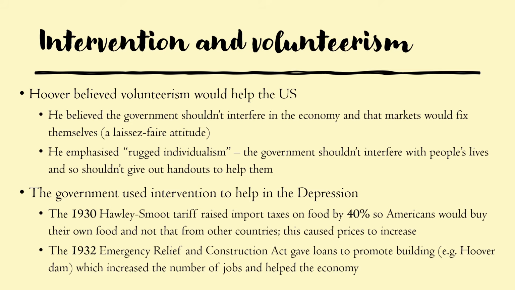Secondly, the 1932 Emergency Relief and Construction Act gave a lot of loans to different business companies to try and promote building. So, for example, the Hoover Dam was built, which was named after President Hoover. And this helped because these companies got loans from the government and they used that to pay for materials for these construction projects and also to pay for people to build them. So it gave people jobs, it helped the economy, and that was a way to try and get out of this depression. It didn't help very much at all, but it did help a few individuals.